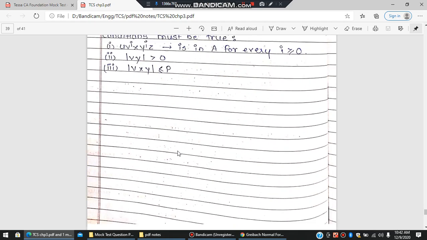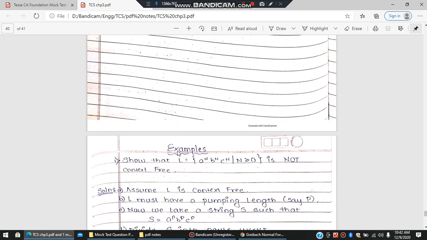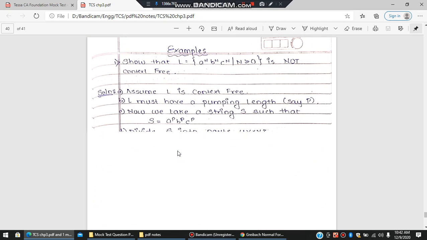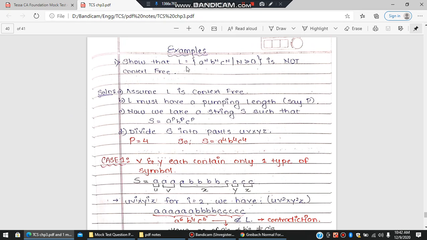So without any delay, we'll start with the examples over here. Yeah, the first example says that show that L is equal to a raised to n, b raised to n, c raised to n, where n is greater than or equal to 0, is not a context free language. मतलब ये prove करना है that ये जो given language है वो CFG नहीं है या CFL नहीं है.